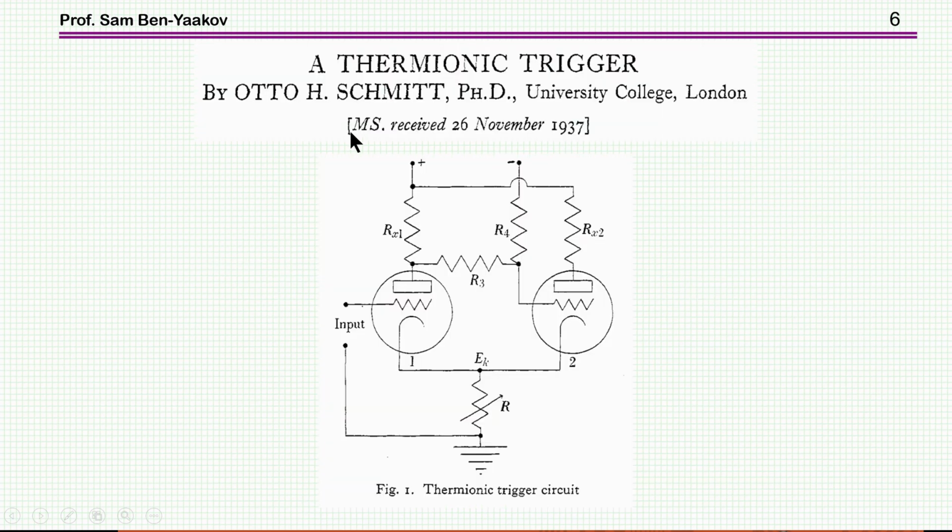Now, the Schmitt trigger circuit was invented by Dr. Otto Schmitt in 1937. So that's an old circuit which has been sustained all this time, and it's used many times in many designs, and it is very useful today. This is the original design. It's based on vacuum tubes that were available at that time.